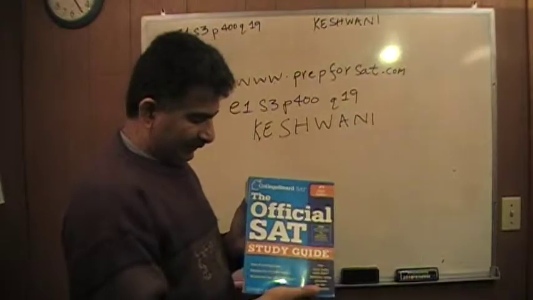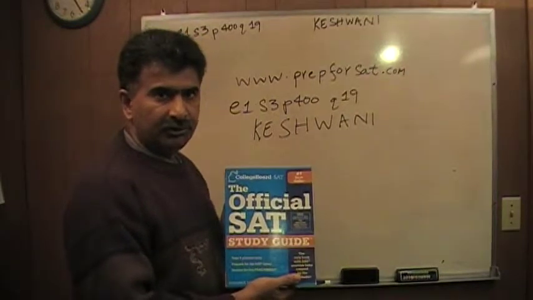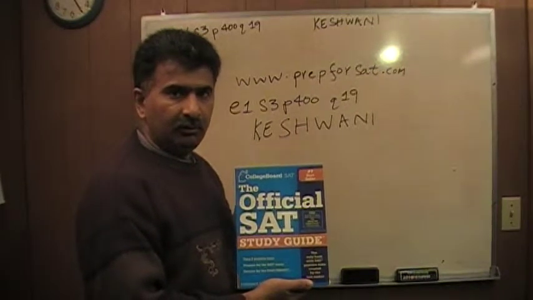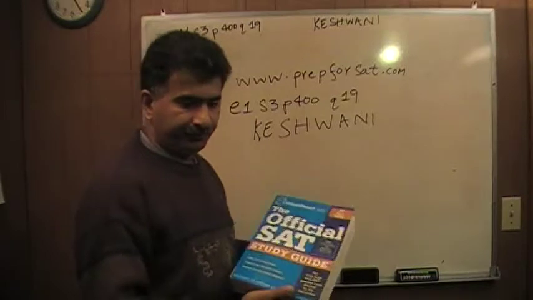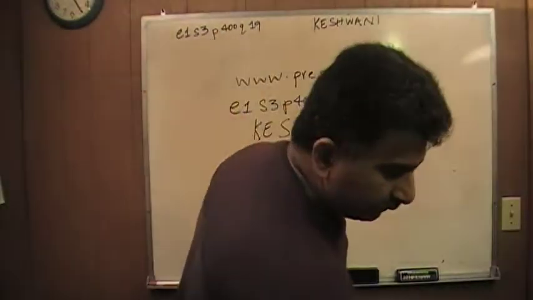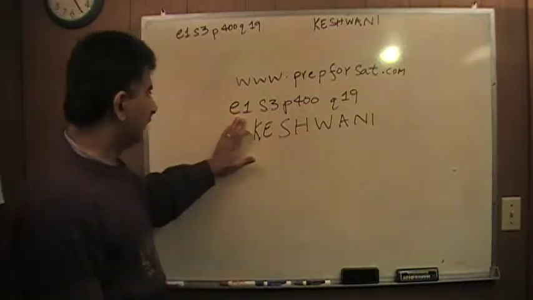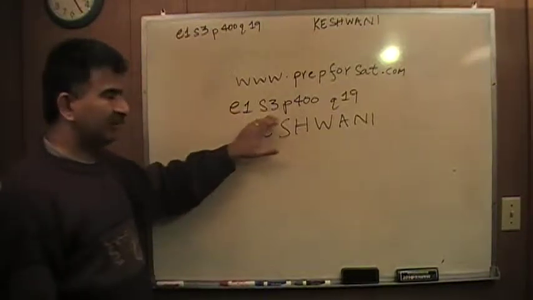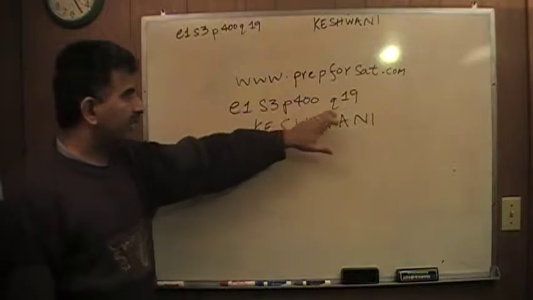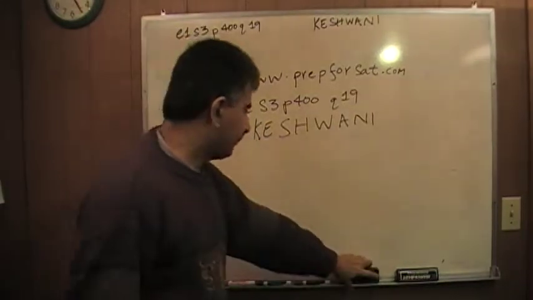Official SAT study guide. This is the book that you need to have, because I'm going to follow the problems out of this book. Right now, I'm going to do a problem from exam number 1, section number 3, page 400, question number 19.